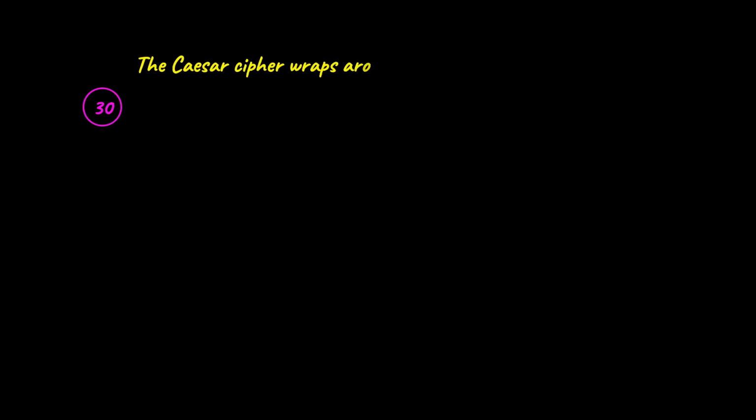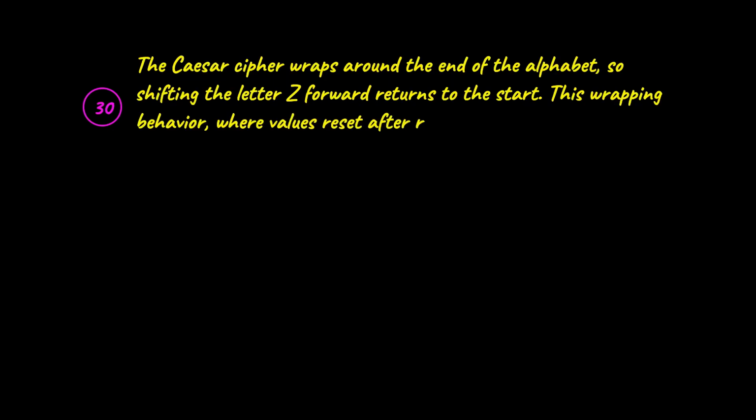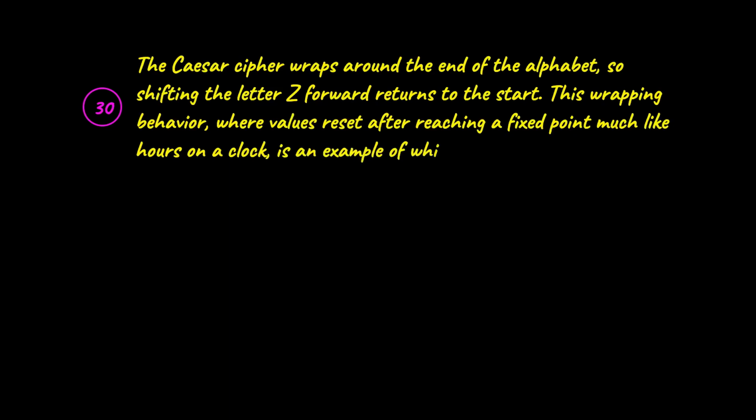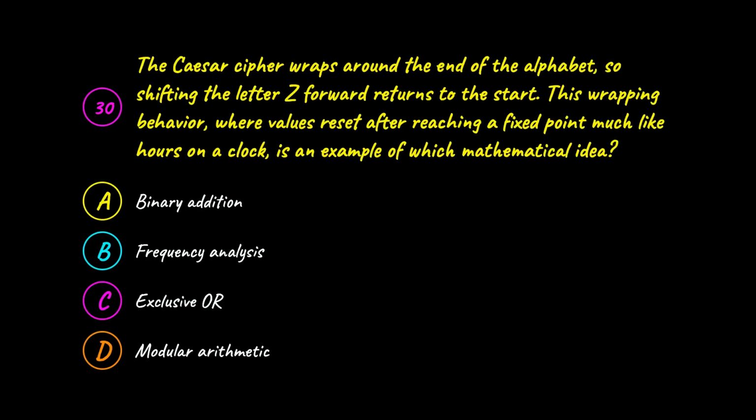Question 30. The Caesar cipher wraps around the end of the alphabet, so shifting the letter Z forward returns to the start. This wrapping behavior, where values reset after reaching a fixed point much like hours on a clock, is an example of which mathematical idea? Your options are: A. Binary addition, B. Frequency analysis, C. Exclusive OR, D. Modular arithmetic. Which would you go with? Lock it in before the reveal.